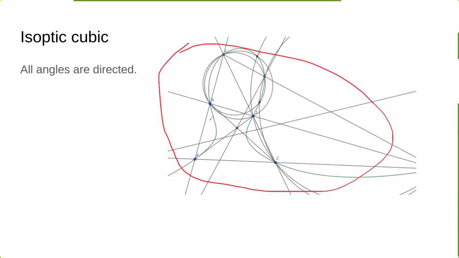This cubic is the locus of points P such that this is the same angle. It's called isoptic because APD equals BPC. So P sees these two segments with the same angle. It's a really dumb name, but that's what people call it.